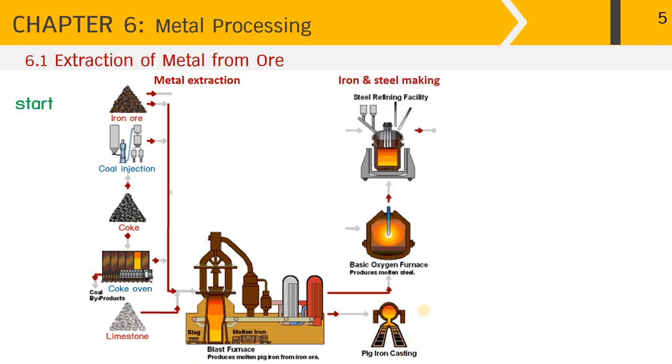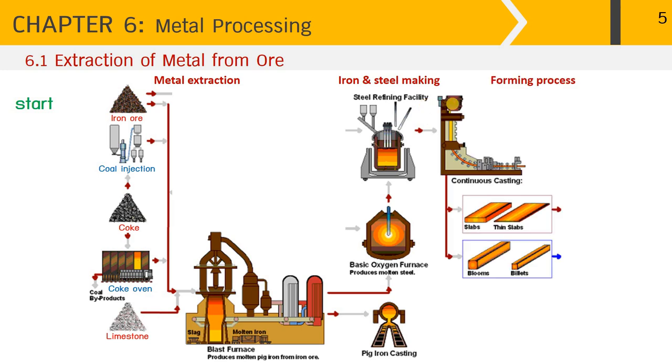And since the pig iron has a high content of carbon, it is prone to being brittle, so we have to reduce the carbon content by using the basic oxygen furnace or the BOF, before going through the steel refining facility, and this process is called iron and steel making. And then the steel is ready for forming, either through the continuous casting process to produce products such as slabs or thin slabs, or blooms and billets.